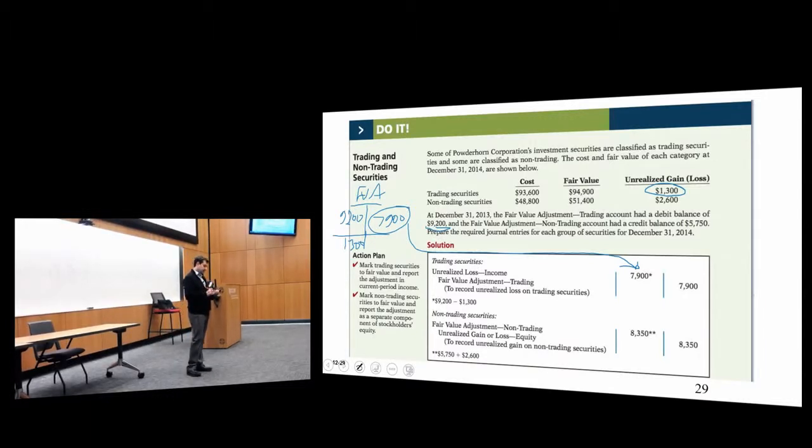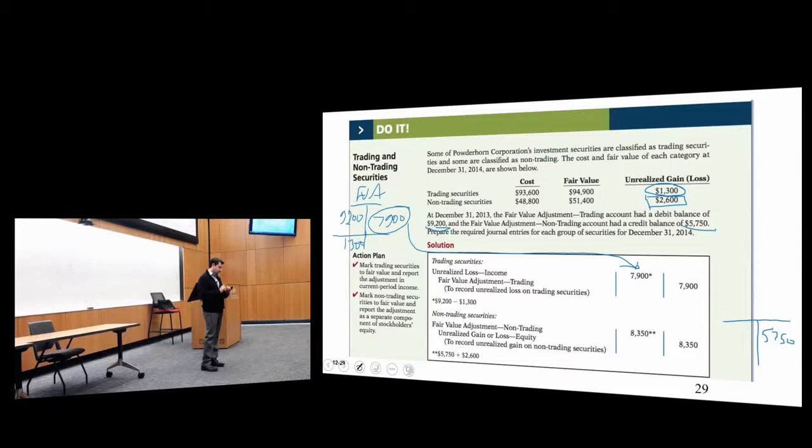For the second one, they are telling us that at the beginning it had a credit balance of 5,750. So 5,750. When we look at this one here, this is a gain again. It's a gain, so where does it go? The gain will be credited as a result.